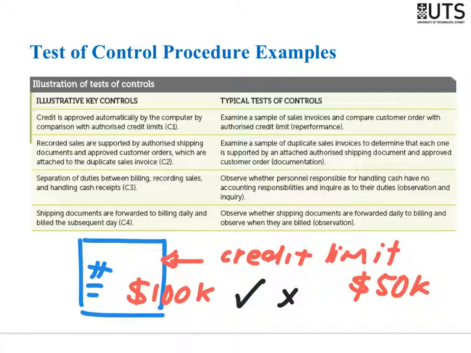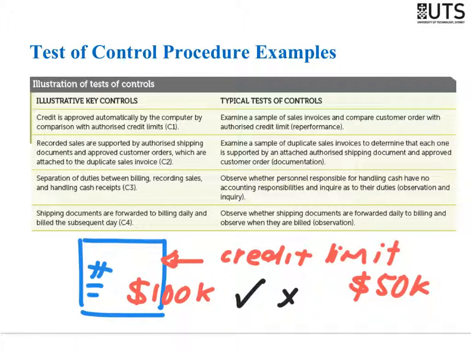Now, once you understand how the control is supposed to work, it's pretty straightforward how you would design a test for it. In this case, I could, for example, enter a bunch of different customers' information into a sales order and put in a number that I know is exceeding their credit limit to make sure that the system rejects it. If the system does reject it, it's working. If the system accepts it, it's not working. Now, when I say it's working or it's not working, I mean the control is working or is not working.